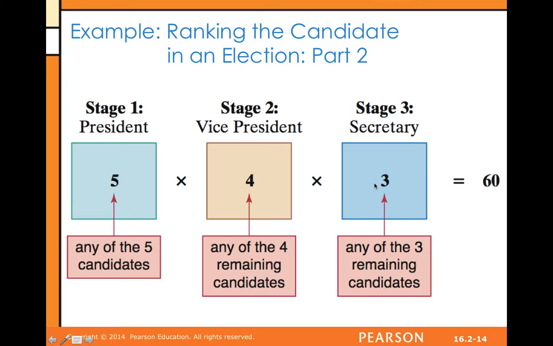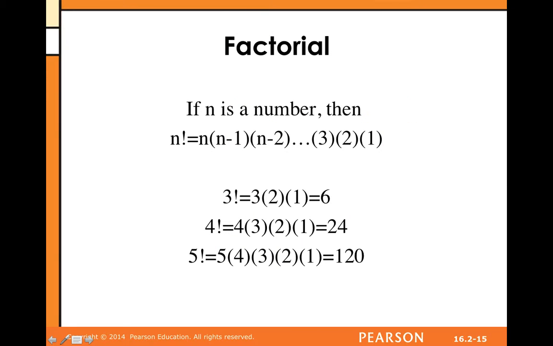Before moving on to the other 2 counting methods, we first need some notation, just in case you haven't seen this before. If n is a number, then n factorial, that's how you read this exclamation mark here, is that number itself times the number 1 less than it, times the number 2 less than it, etc., all the way down to 3 times 2 times 1.